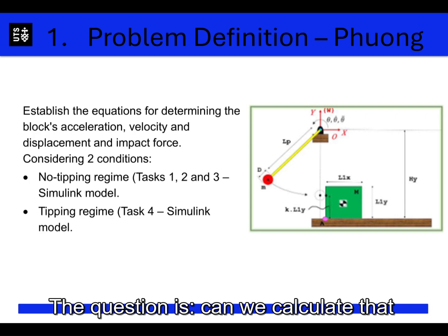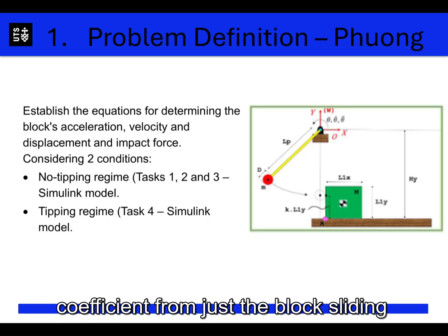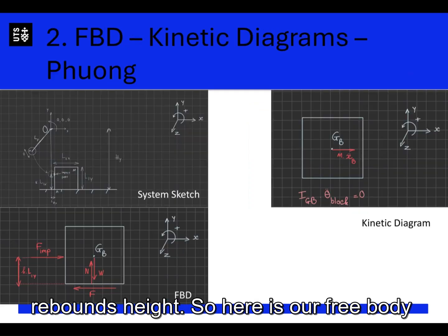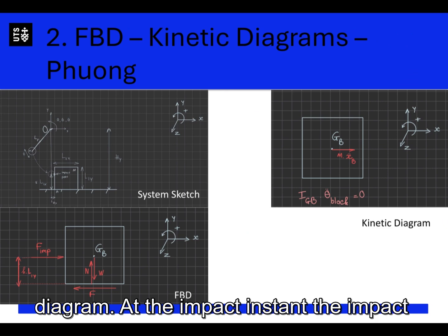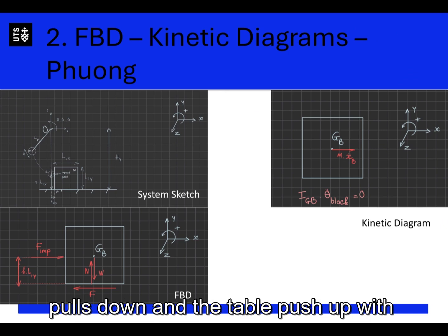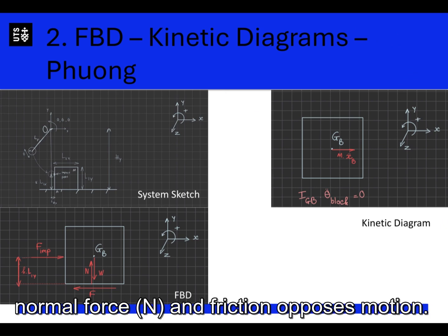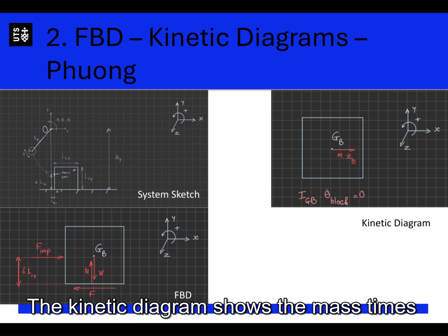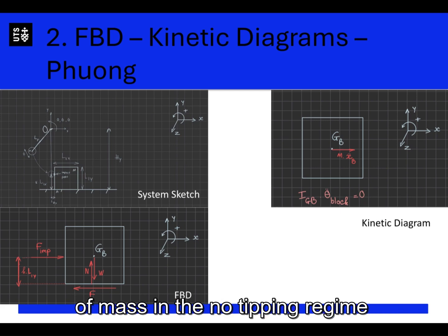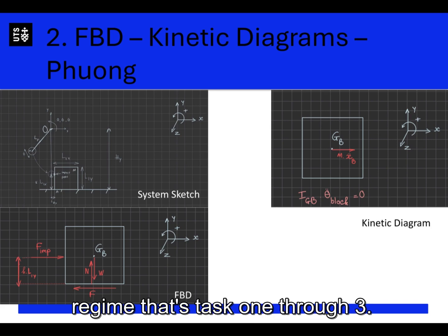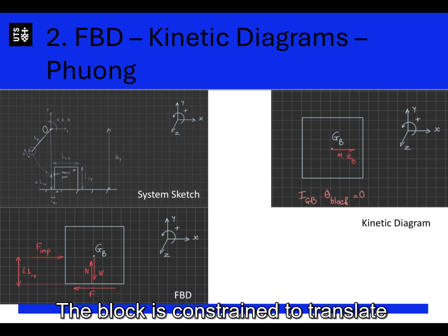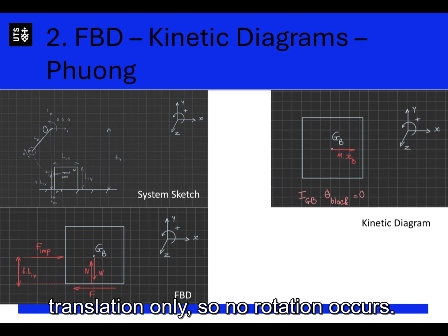The question is, can we calculate that coefficient from just the block sliding distance and duration plus the pendulum rebound height? So here is our free body diagram. At the impact instant, the impact force acts rightward on the block. Weight pulls down and the table pushes up with normal force N, and friction opposes motion. The kinetic diagram shows the mass times acceleration effect at the center of mass. In the no tipping regime, the block is constrained to translation only, so no rotation occurs.